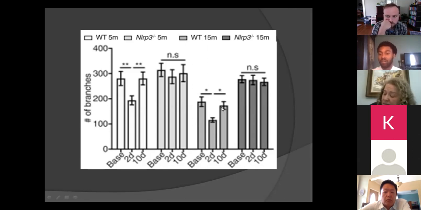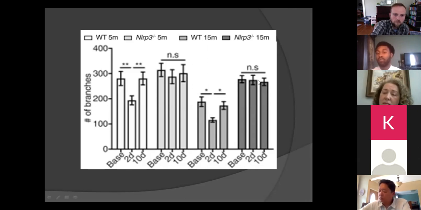And you still see the statistical significance. You can see there's a 1 star between the base and 2 days and even between 2 days and 10 days. And in the NLRP3 mice that are 15 months old, there's no significance, so it's more of a steady amount of branches in these glial cells.